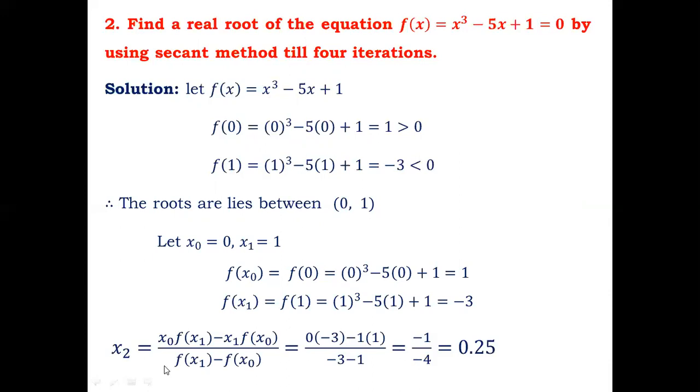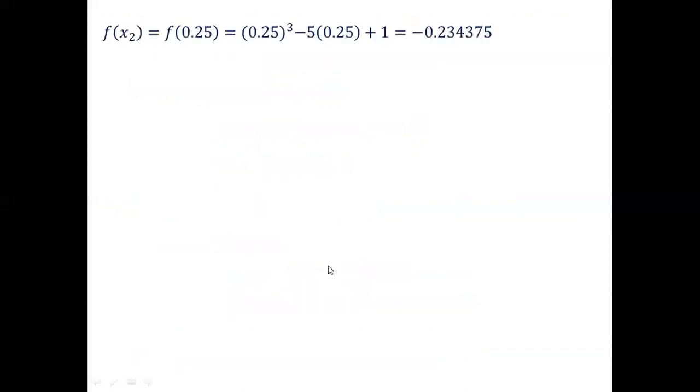Therefore, find x2. x2 is equal to (x0 into f of x1 minus x1 into f of x0) by (f of x1 minus f of x0), equal to x0, which is 0, into f of x1, which is minus 3, minus x1, which is 1, into f of x0, which is 1, divided by f of x1, which is minus 3, minus f of x0, which is 1. The numerator is minus 1 by minus 4, equal to 0.25. Find f of x2, so that is f of 0.25.